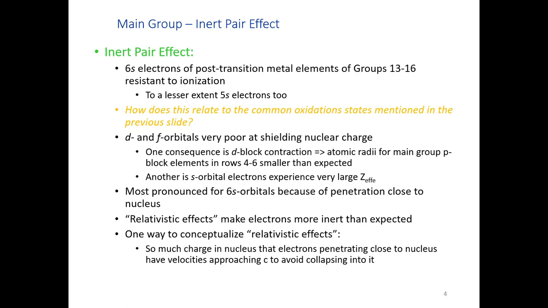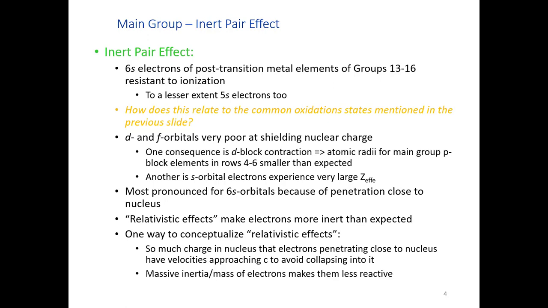Because the 6s electrons penetrate so close to the nucleus, and there is such a large positive charge in the nucleus of these very heavy atoms, in order to resist the electrostatic attraction to the nucleus, the electrons need to have velocities approaching the speed of light to prevent from collapsing into the nucleus.